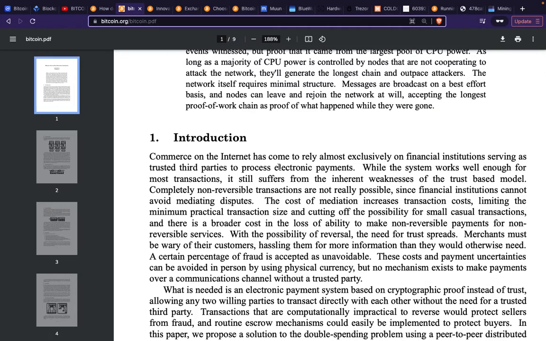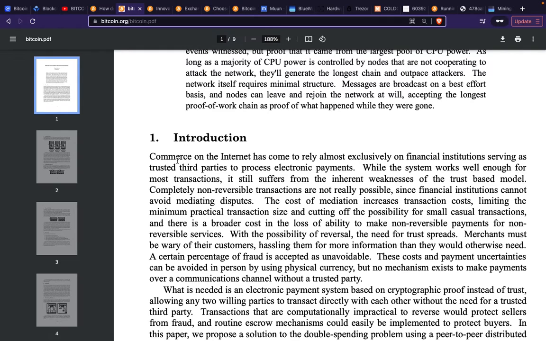Let's go down, and it's accepting the longest proof of work chain as proof of what happened while they were gone. So basically, a node can leave and rejoin the network, right? You don't have to keep your node on the net all the time. You can just close it for a moment and then come back. And when you come back, you just take the longest chain as proof, because as you already know, the longest chain is the truth.